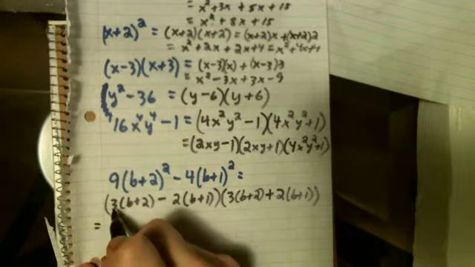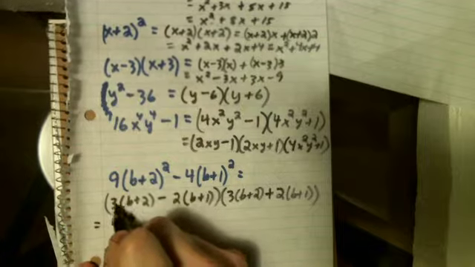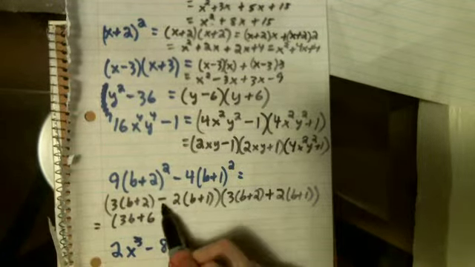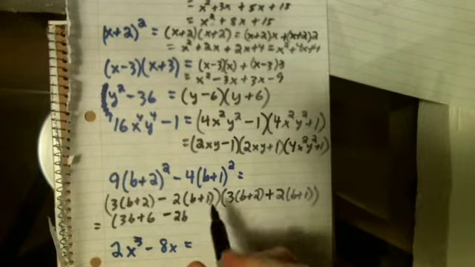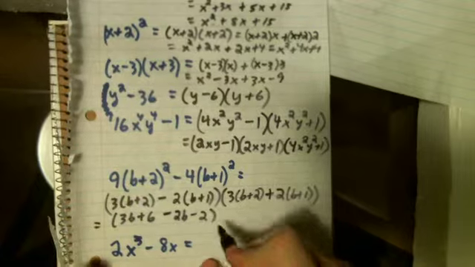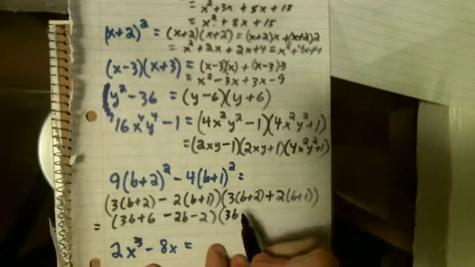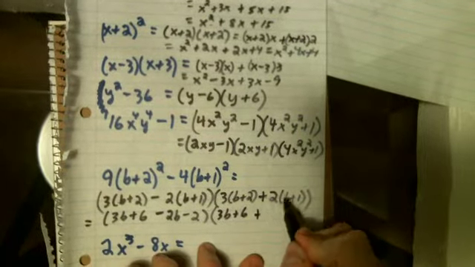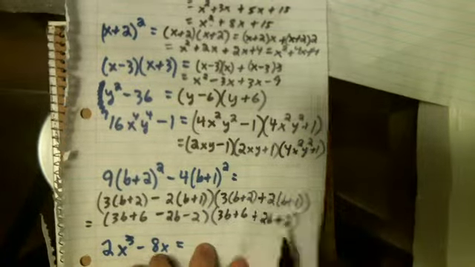So I can do 3 times b is 3b. 3 times 2 is 6. So I have 3b plus 6. And then negative 2 times b is negative 2b. Negative 2 times 1 is negative 2. And this next one, I can do 3 times b is 3b. And then 3 times 2 is 6. And then 2 times b is 2b. And then 2 times 1 is 2.